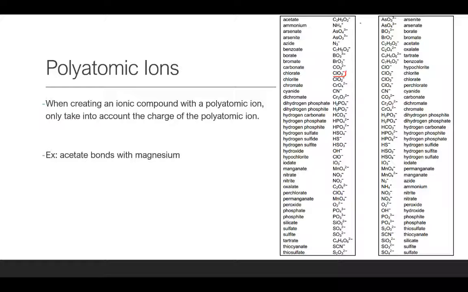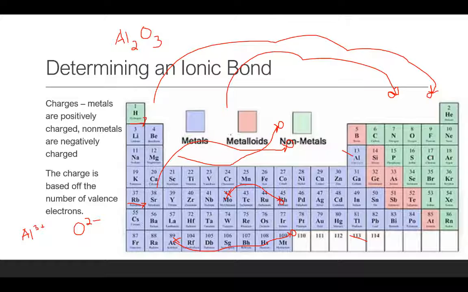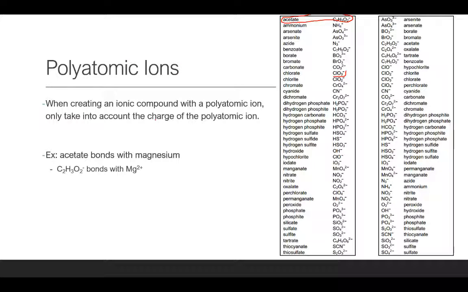So for example, acetate bonds with magnesium. So acetate is right here. It's C2H3O2 with -1 charge. And magnesium is right here. So it's in our second group, so it's going to have a +2 charge. So we have C2H3O2 -1 with Mg +2. So when these come together, we need our charges to cancel out. So we're going to need 2 acetates for every 1 magnesium. So our chemical formula would be Mg(C2H3O2)2, because we need 2 of this whole thing.